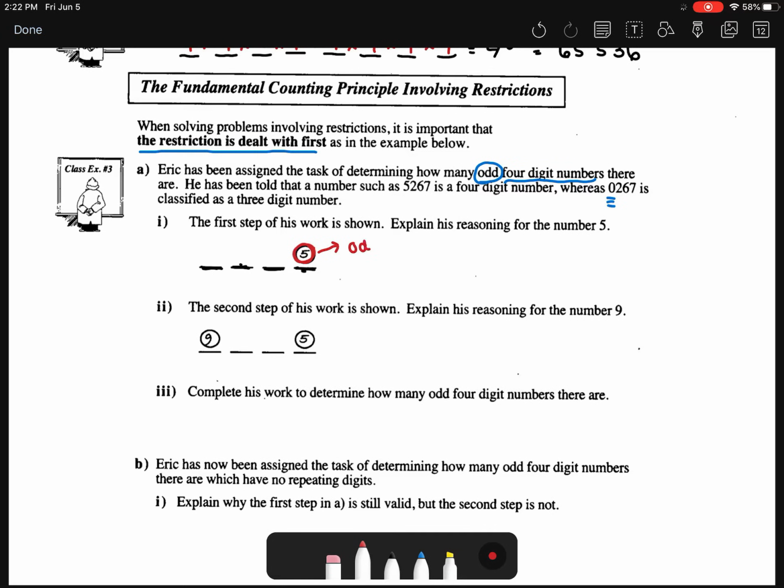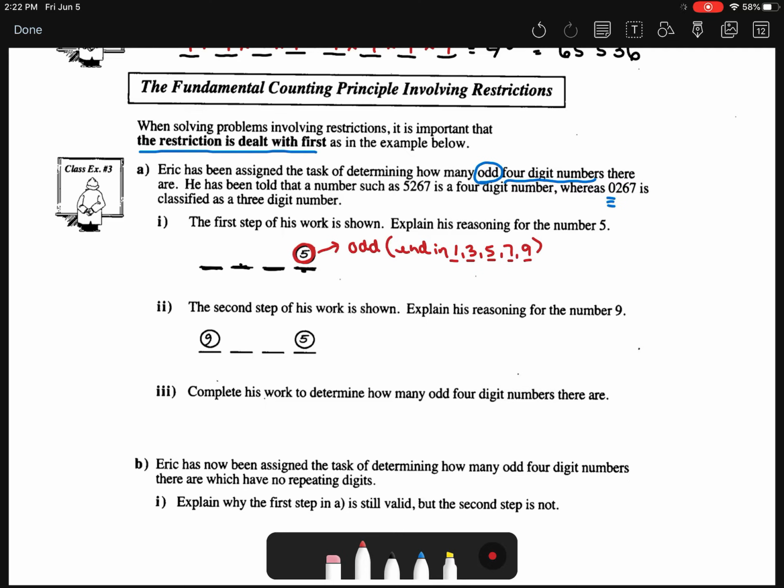Well, because the number must be odd. Okay, the number has to be odd. That means it must end in a 1, 3, 5, 7, or 9. That is 1, 2, 3, 4, 5 possibilities. So that's why I have the number 5 there, because there are 5 choices or 5 possibilities that that number can end in.